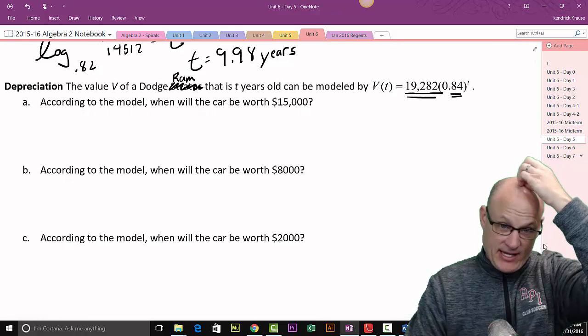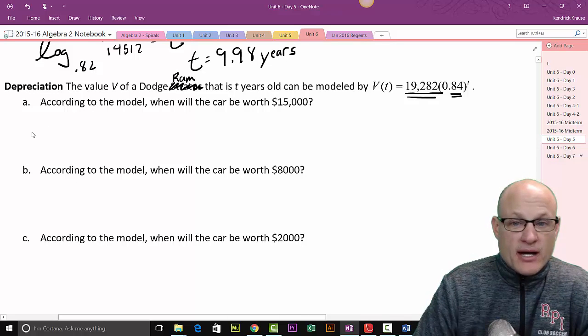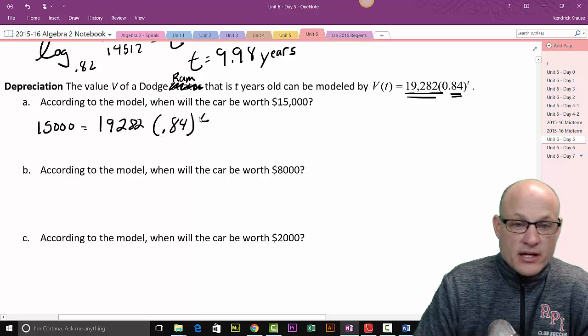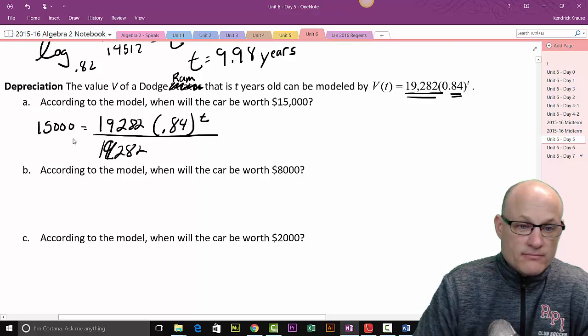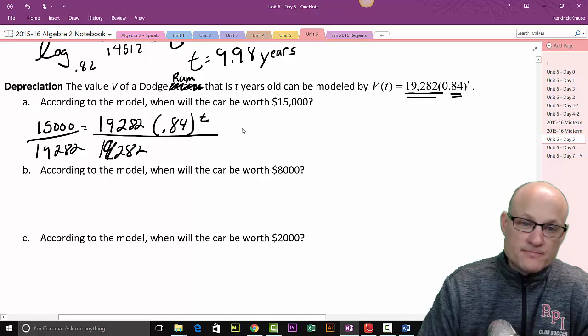And we're going to do the same exact math here that we just did. We'll start out with our model. We got to create a model, although I gave you the model. So we're going to just do 15,000 is equal to $19,282 times 0.84 to the t. Now we're going to just create this model, do it once. Oops. Divide by 19,282. Divide by $19,282. So I get t. Oh, why am I doing this?